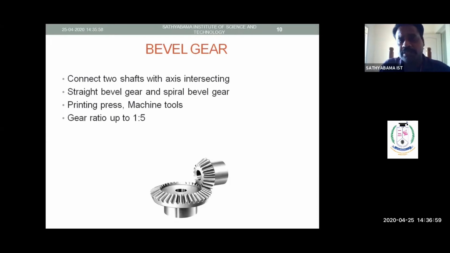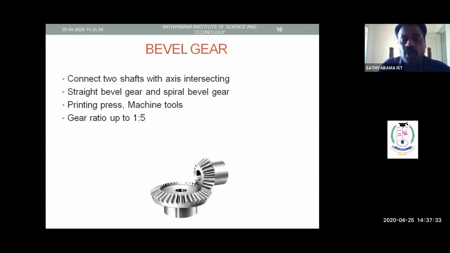Okay, what is this bevel gear? Normally the bevel gears are used to connect shafts whose axes are intersecting. To connect parallel shafts, we use spur or helical gears; if the axes are intersecting at any angle, we have to go for bevel gears. Bevel gears have two types. They may be straight bevel gears, or we can make some spiral arrangements in them. In a printing press you can observe bevel gears for power transmission, as well as in a lot of machine tool structures.